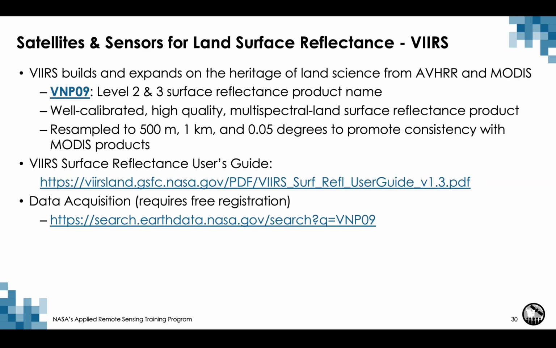VIIRS land surface reflectance products build on the heritage of land science started with AVHRR and MODIS. Products are resampled to 500 meters, 1 kilometer, and 0.05 degrees to promote consistency with MODIS products. The tile numbering scheme and boundaries for VIIRS products are the same as they are for MODIS. The data are corrected for atmospheric conditions such as the effects of molecular gases, including ozone and water vapor, and for the effects of atmospheric aerosols.